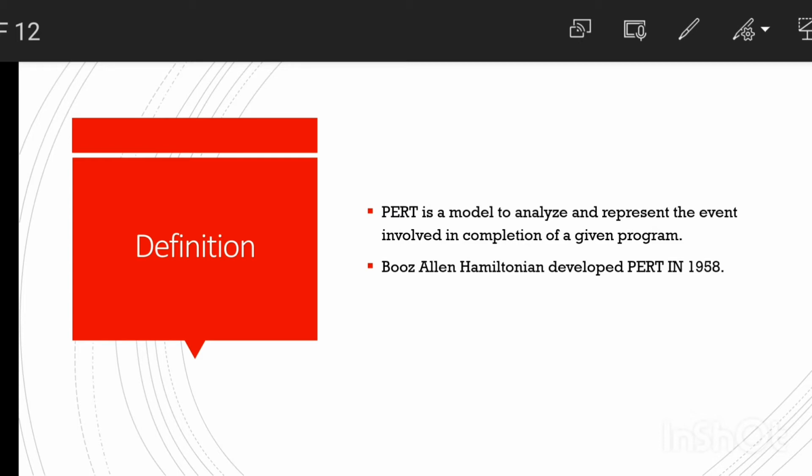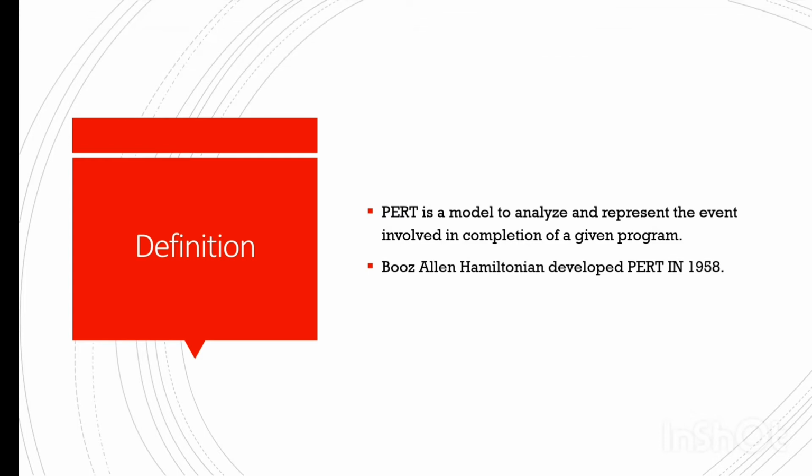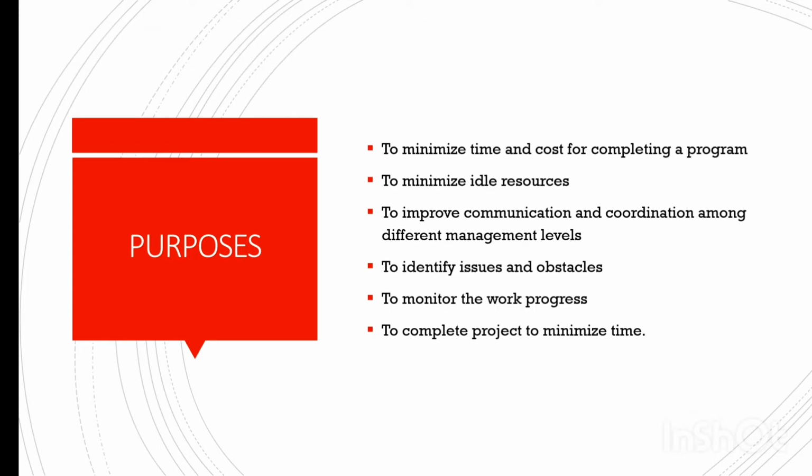So we can control a particular task related to the events, the time and the activity. I think this introduction is clear to you. Then we can see the purposes. What are the purposes of PERT? To minimize the time and cost of completing a program. Later we will see the different types of time. So with minimum time and minimum cost, we can complete the program.